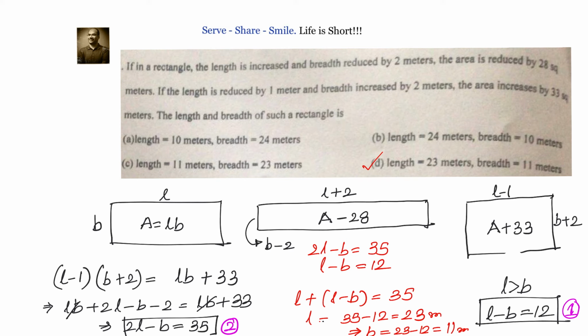So even though I solve the question subjectively, finally my answer will be length equals 23 and breadth equals 11 only. Suppose in the options you have another option like length equals 24, breadth equals 12, that means L minus B is 12 is satisfied by two options, then there is no other way for you. You have to go for the second condition and solve them.